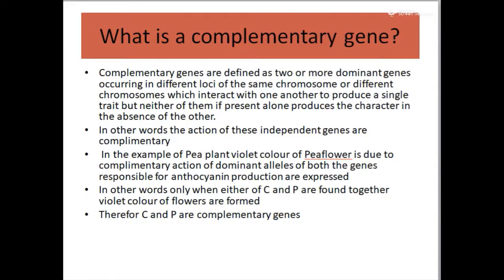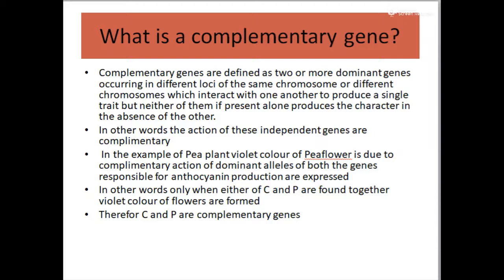Now, let's explain what complementary genes are. Complementary genes are defined as two or more dominant genes occurring at different loci of the same chromosome or a different chromosome, which interact with one another to produce a single trait, but neither of them, if present alone, produces a character in the absence of the other. In the case of supplementary genes, we noticed that whether the other one is present or not, one type of trait will be formed, but it would be different. But here, the trait will not be produced if both of them are not there.